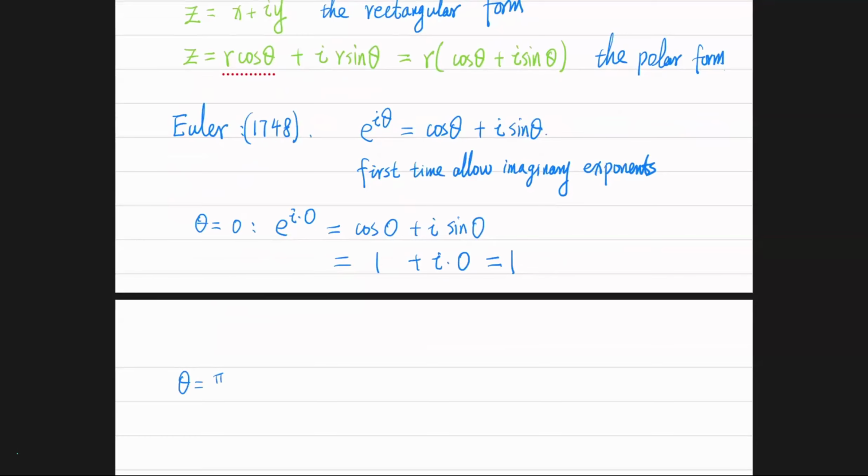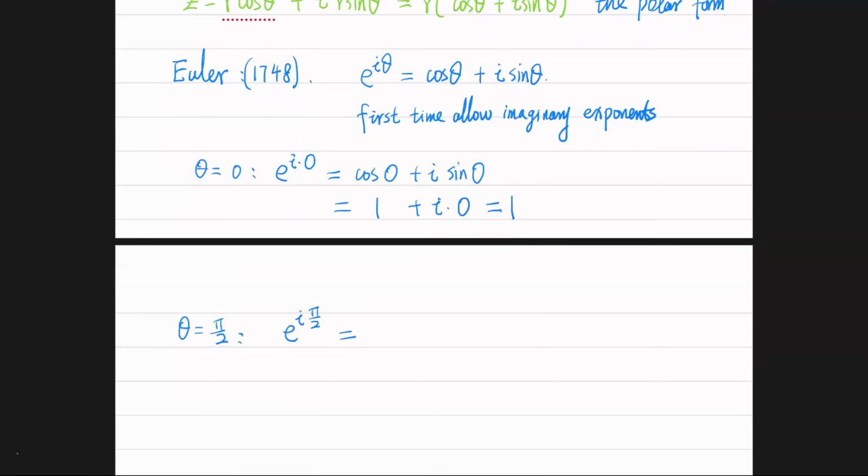Next, theta is pi over 2. Let's find e^(i·pi/2). That's cosine pi/2 plus i sine pi/2. Wait, what do you mean by theta pi over 2? That's 90 degrees. Oh, pi divided by 2, yeah, 90 degrees. So that's 0 and 1, cosine first and then sine.